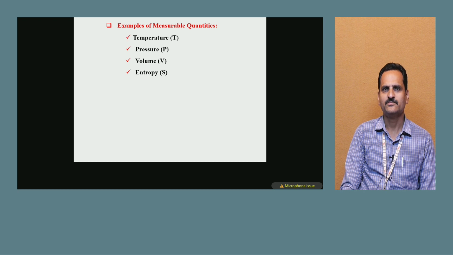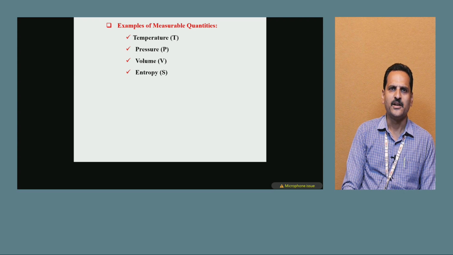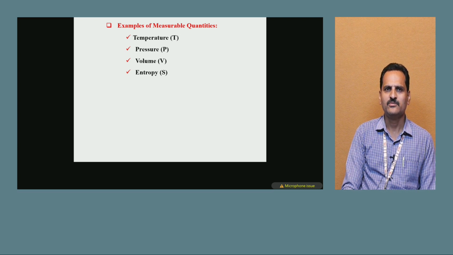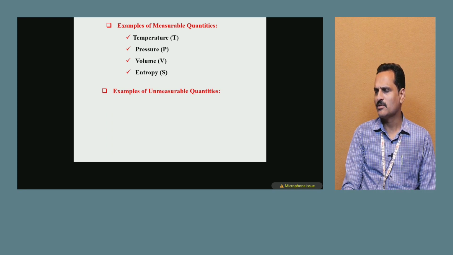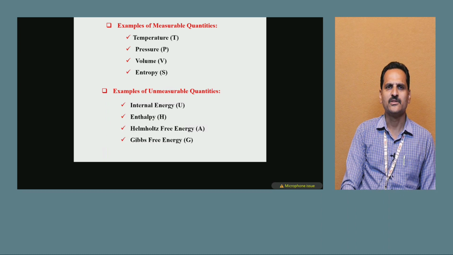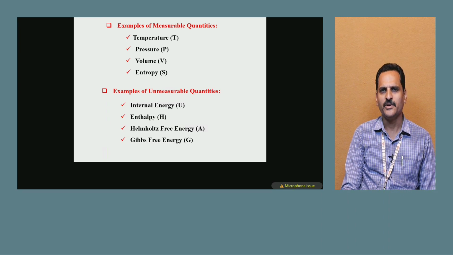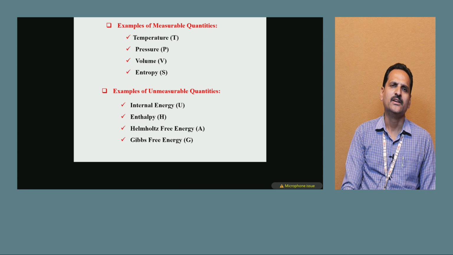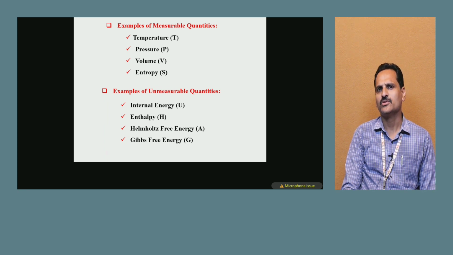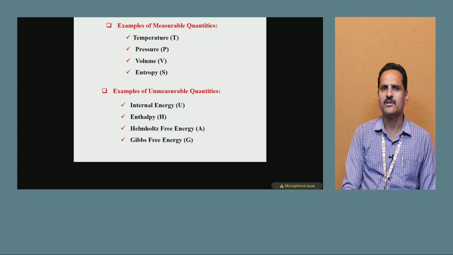For example, some measurable quantities in biochemical thermodynamics are temperature, pressure, volume and entropy. Most of the unmeasurable quantities are energy properties, for example, internal energy, enthalpy, Helmholtz free energy and Gibbs free energy. These energy properties cannot be measured directly from the thermodynamic system. That's why these four energy properties are called unmeasurable quantities.